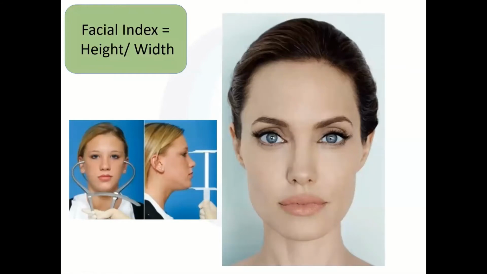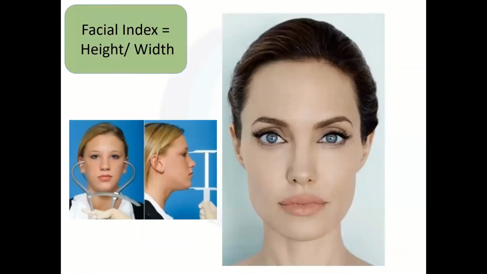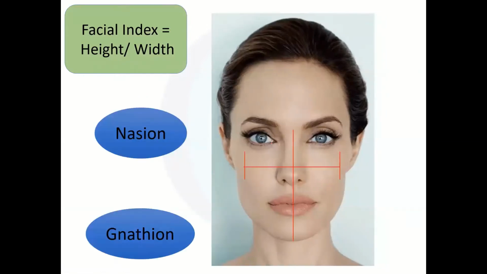Next is the facial index. You see the face, and you need to remember one thing. In cephalic index, it is width by height, while in facial index, it is height by width. So it's opposite. You need to see how the height is measured. Height is measured from nasion to gnathion, and width is measured by zygomatic width. These are the two points that you need to remember.